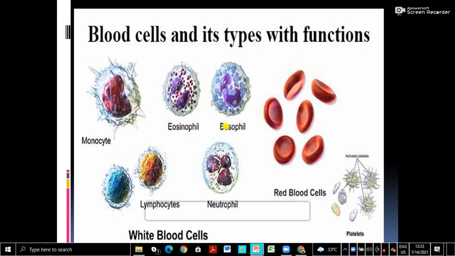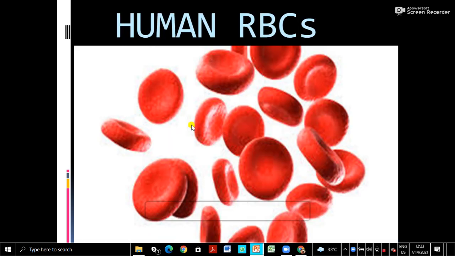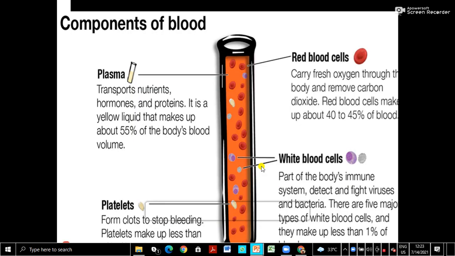Same thing, this is also the same image: red blood cells, then all the 5 types of white blood cells. Then this is again the concave shape, see, biconcave in shape. This is an enlarged view just to show you that. Then here is the summary of whatever we have learnt.